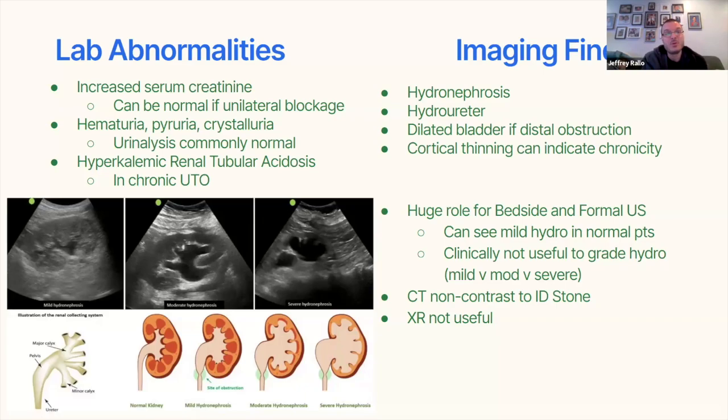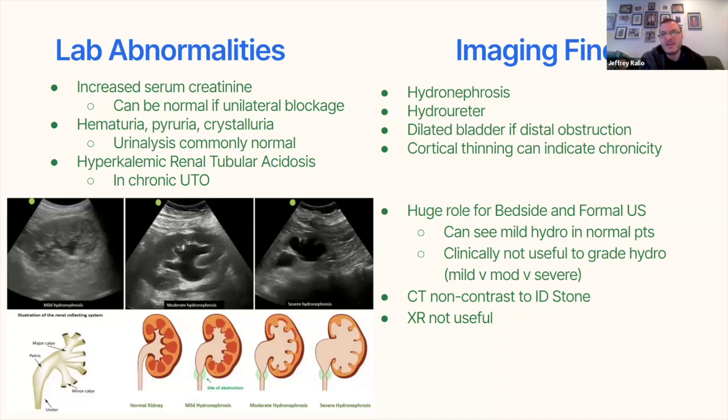Urinalysis is commonly normal, especially in non-stone blockages, but you can occasionally see blood, white cells, and crystals, depending on the etiology. And then in chronic urinary tract obstructions, as you well know, you can have more chronic issues and you can end up with some hyper K RTA.